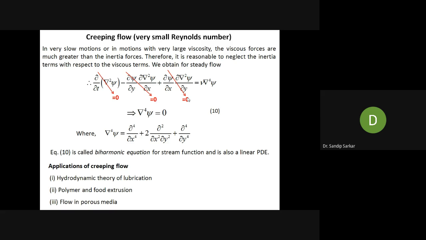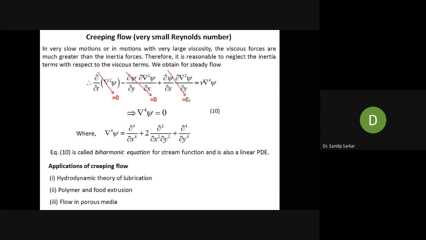Do you know Stokes flow? Have you heard of this term, Stokes flow? Yes, sir, I have heard. Stokes flow is nothing but the creeping flow. Sir, I don't know Stokes flow, so can you explain Stokes a little bit?